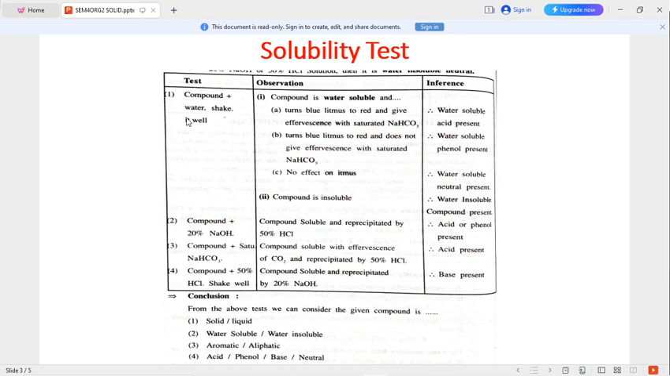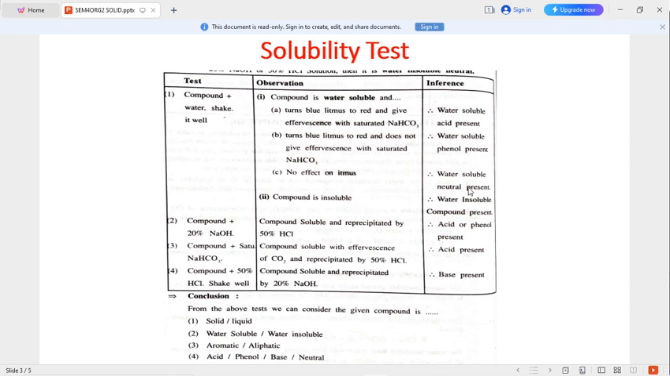See, first we are checking the water solubility, whether the compound is water soluble or not. If the compound dissolves in NaOH, and that is not enough, it should reprecipitate with HCl, then the compound can be acidic or phenolic. Third test, compound with saturated solution of NaHCO3, it dissolves and gives effervescence of carbon dioxide and also reprecipitates with 50% HCl, then it is an acidic substance. If the compound dissolves in HCl and reprecipitates with NaOH, then it will be a basic compound.